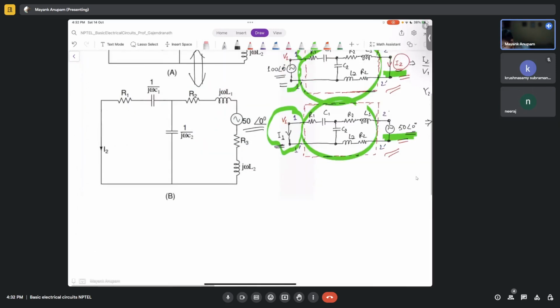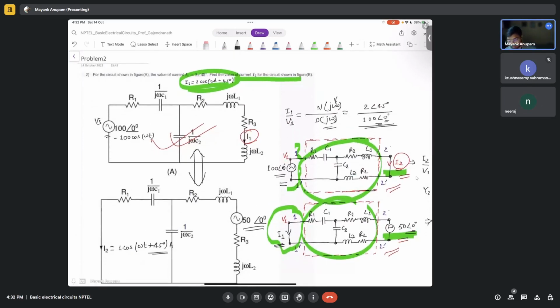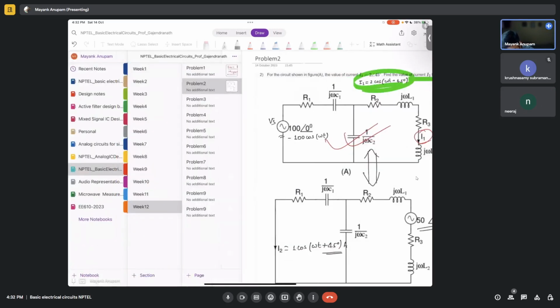So what will be the current here? It will be 1 cos of omega t plus 45 degree amperes. I hope you understood this question. This was a good question to revise two concepts, basically phasors and reciprocity. Moving on.